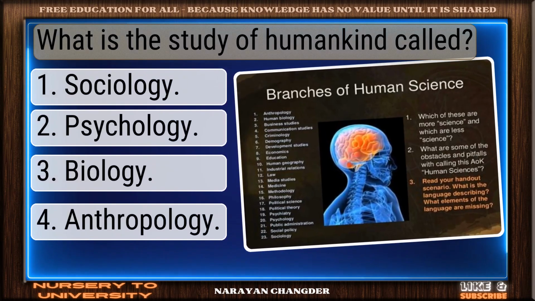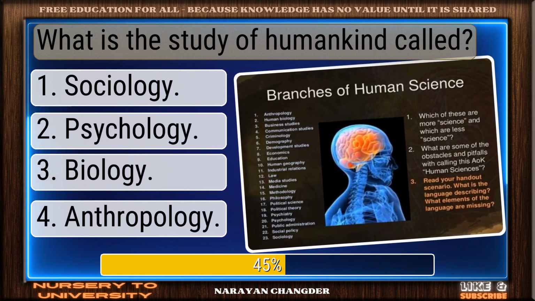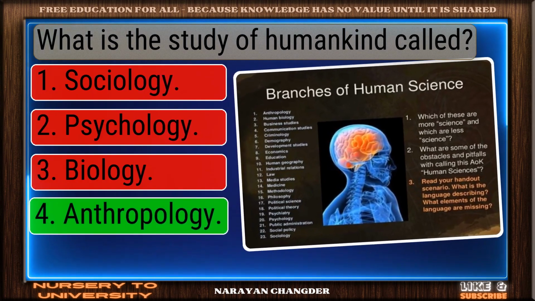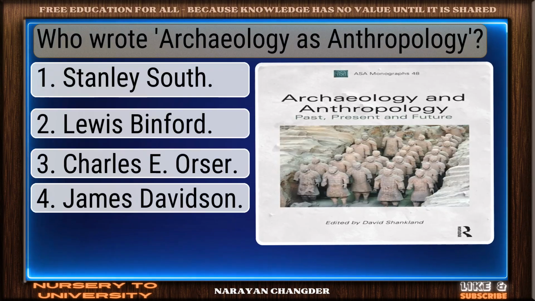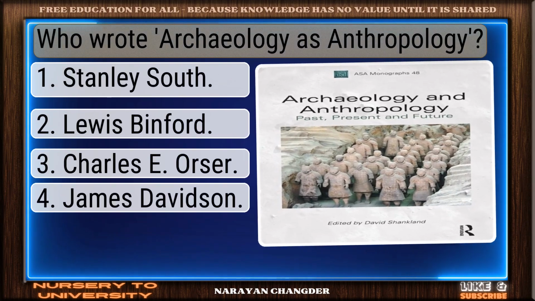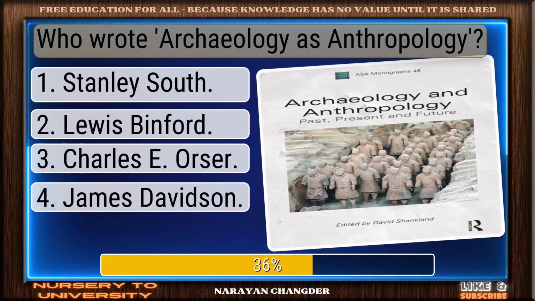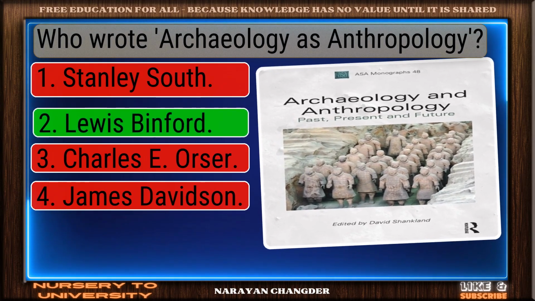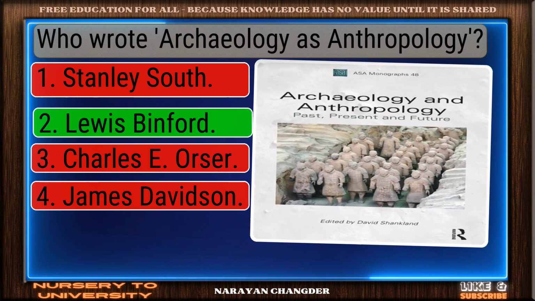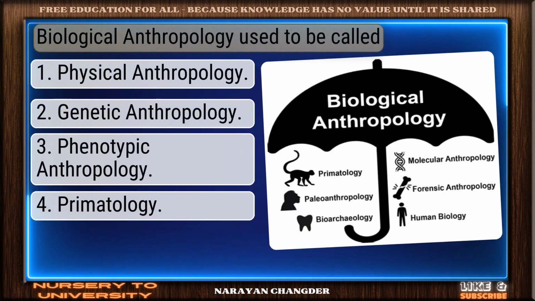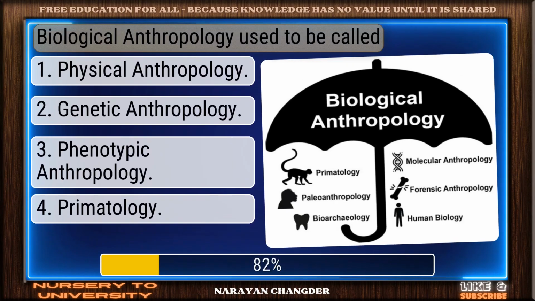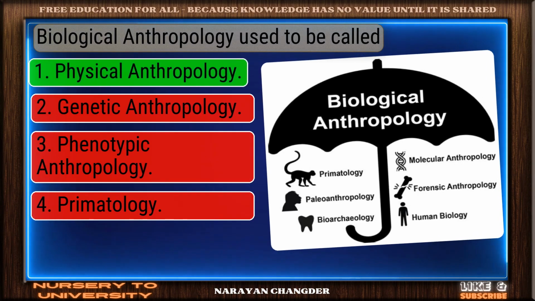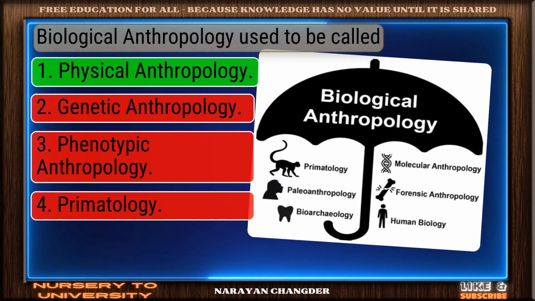What is the study of humankind called? Strong choice. Anthropology is the right answer. Who wrote Archaeology as Anthropology? Smart move. Lewis Binford is an accurate answer. Biological anthropology used to be called. Right choice. Physical anthropology is the best answer.